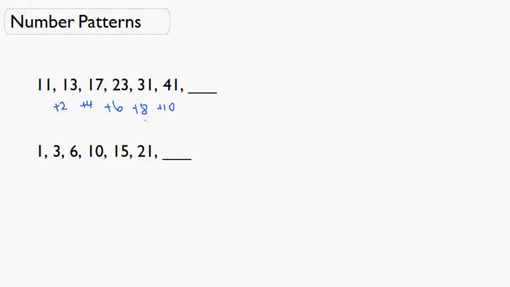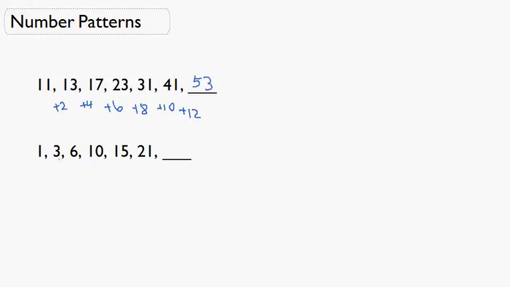So now some patterns begin to emerge: you're adding 2 more each time. Plus 2, plus 4, plus 6, plus 8, plus 10. So the next term should be plus 12. And 41 plus 12 is equal to 53.